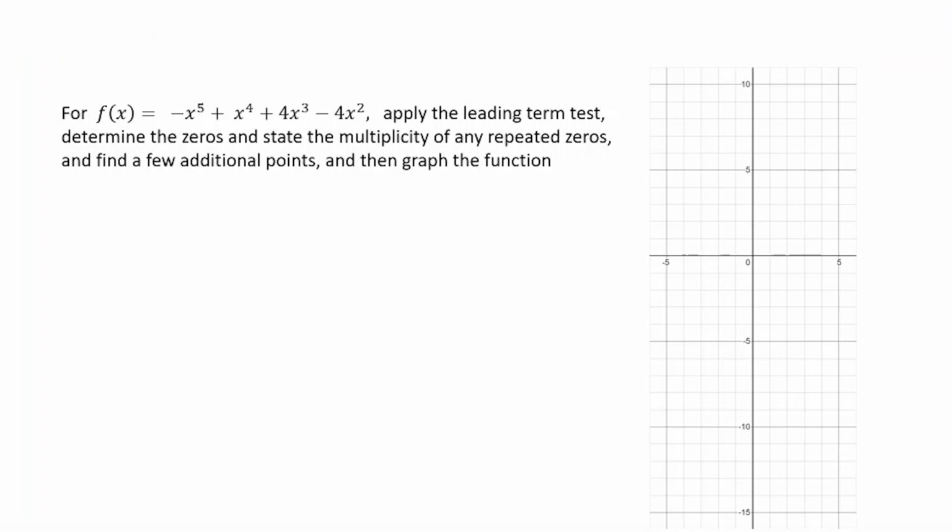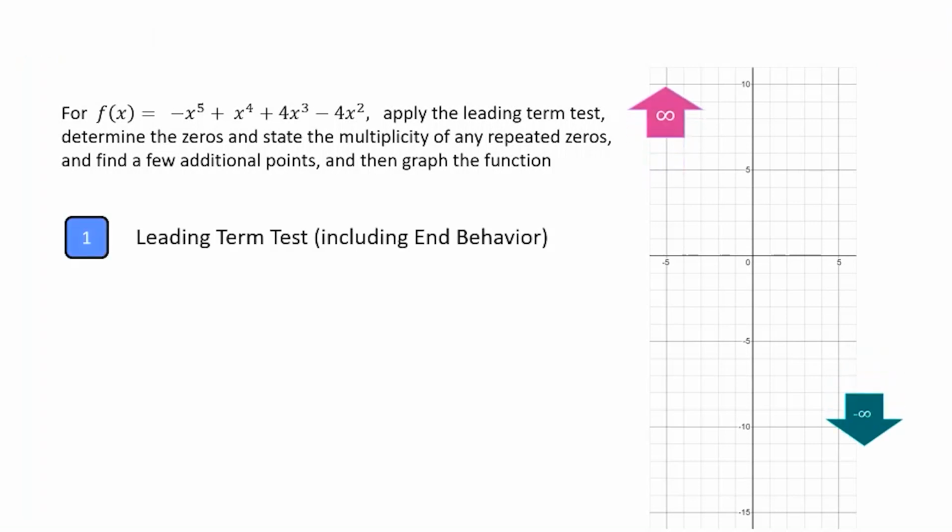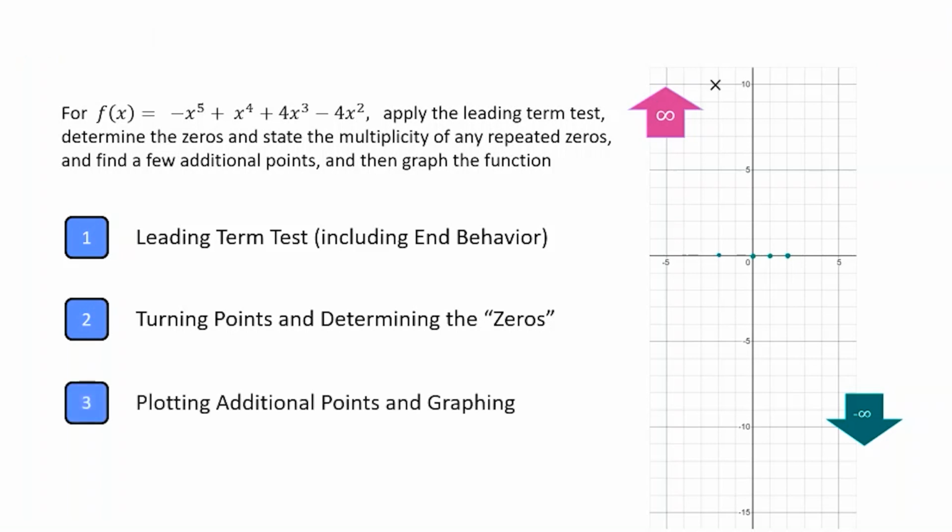So what we'll do is break this down into 3 steps. The first step is the leading term test, where we'll identify the end behavior of the function. The second step will be to identify the maximum number of turning points and identify the zeros, meaning the values of x where the function is equal to 0 and passes through the x-axis. The third and final step will be to plot additional points by making a table and drawing the graph.